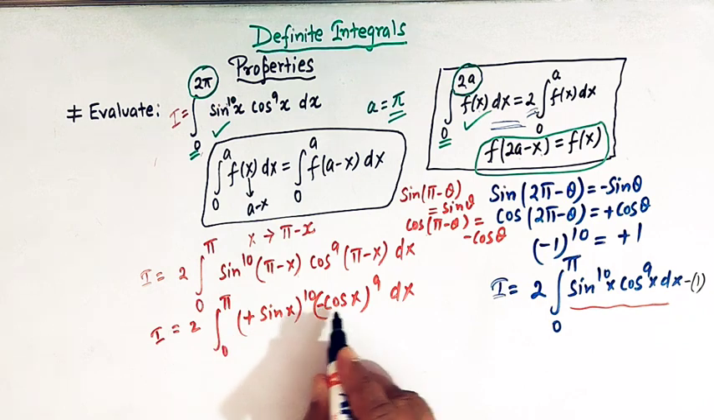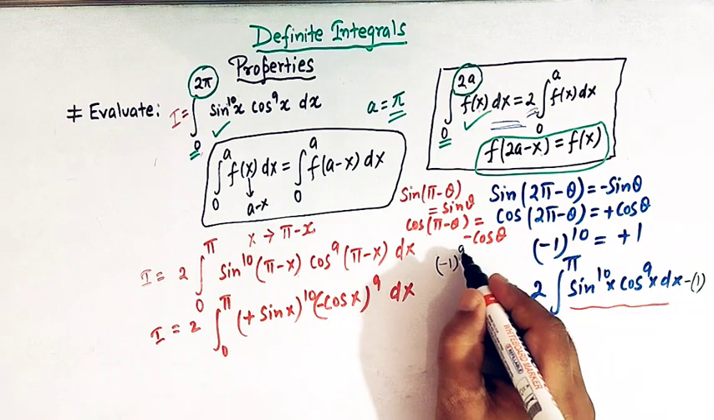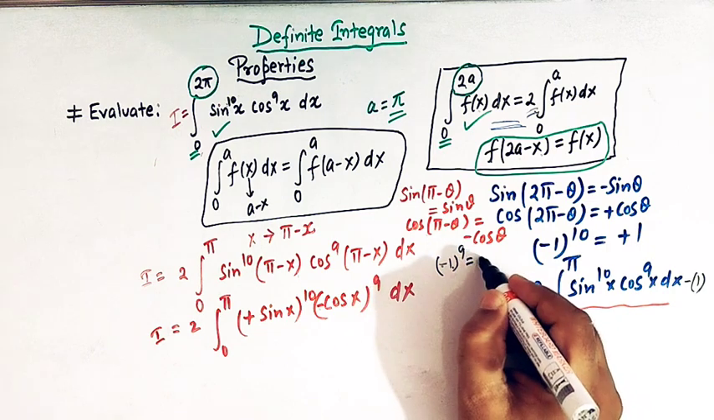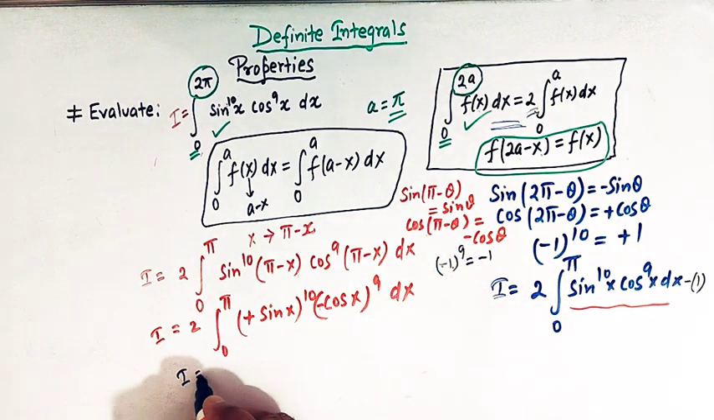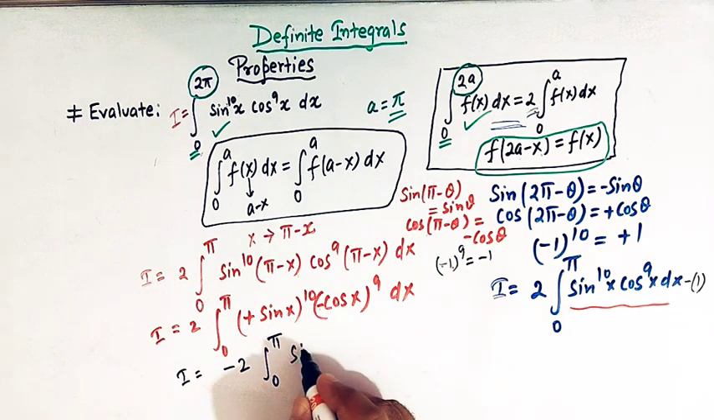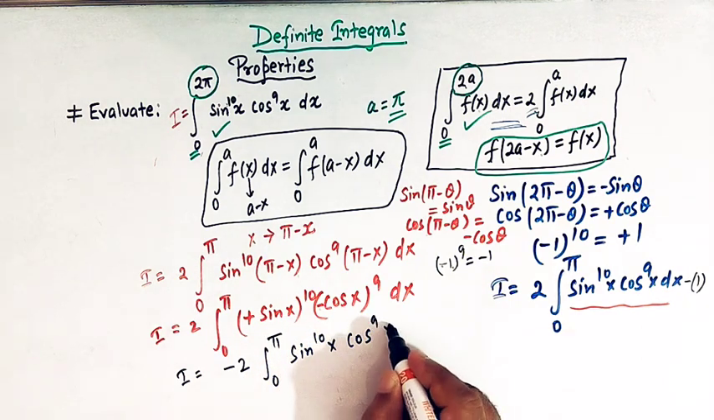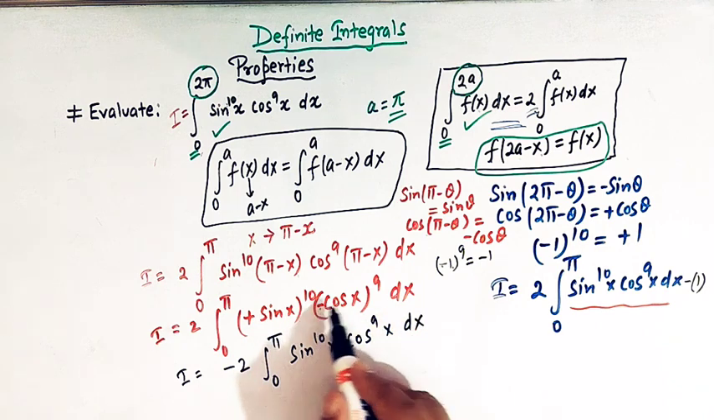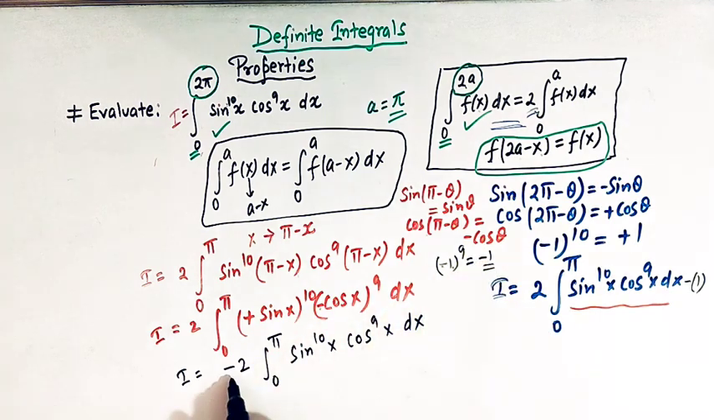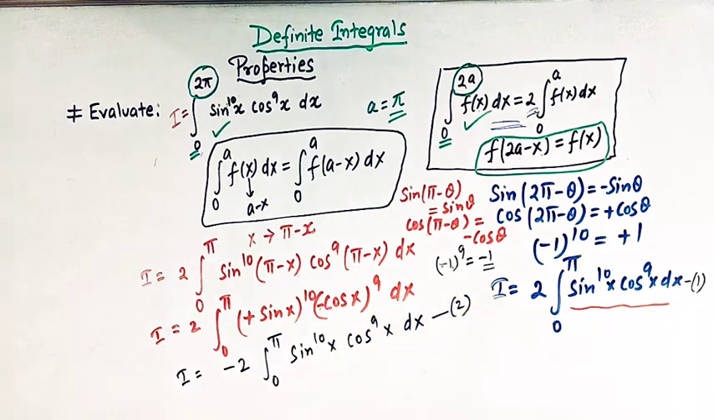Now we can see that here we have minus 1 raised to 9, and this is an odd power because this is minus cos x raised to 9. So minus 1 raised to 9 is minus 1. So we have I equal to minus 2 times the integral from 0 to pi of sine raised to 10x cos raised to 9x dx. We keep this negative sign outside the integral. So this is integral number 2.